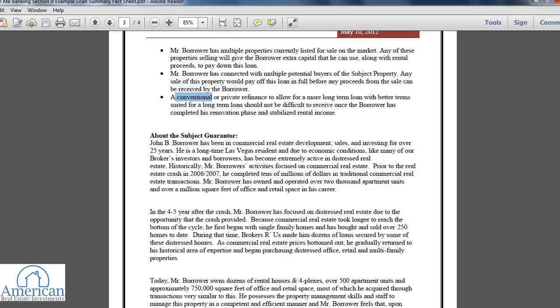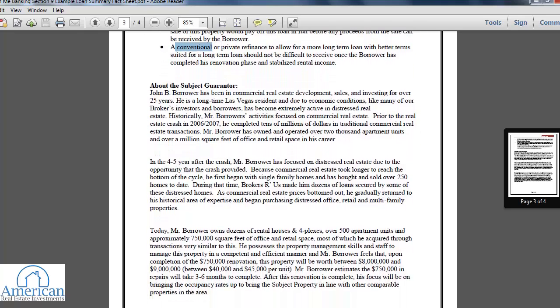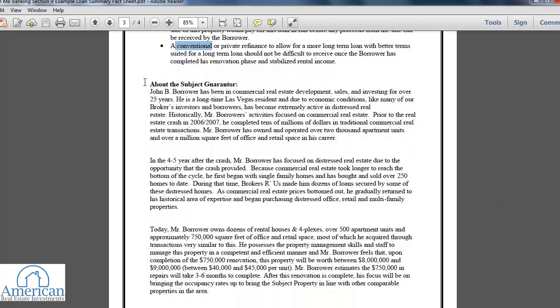The last section that I'm going to go over here is the section on the borrower himself, John B. Borrower. It's going to give you all the details about his background, his 25 years of experience, what he's been doing after the market crash to take advantage of the distressed real estate opportunities that exist, and also tell a little bit about what he's doing right now. All of this has been evaluated and determined by the broker. So they've done all the due diligence on this borrower and made sure that he definitely has the ability and wherewithal to execute the loan the way it's designed to.